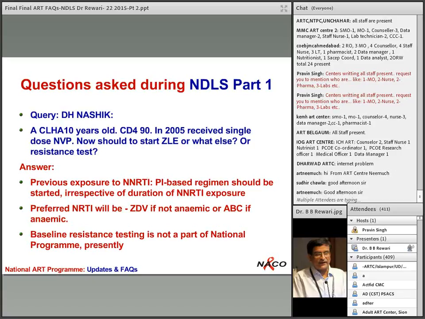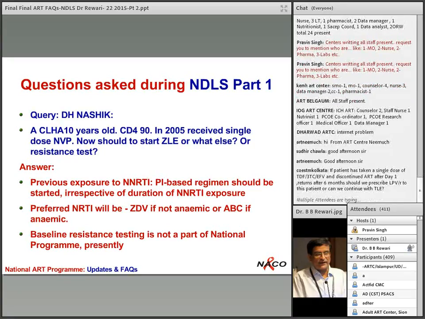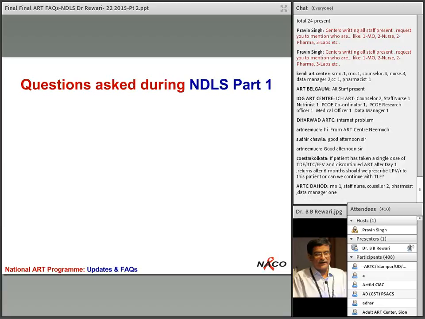Baseline resistance testing is currently not a part of the national program because of low levels of resistance, and WHO is supporting NACO on doing a drug resistance surveillance to see what the baseline resistance is, which will form further guidance for doing baseline resistance testing or not.